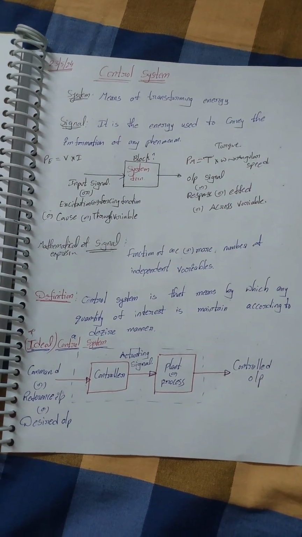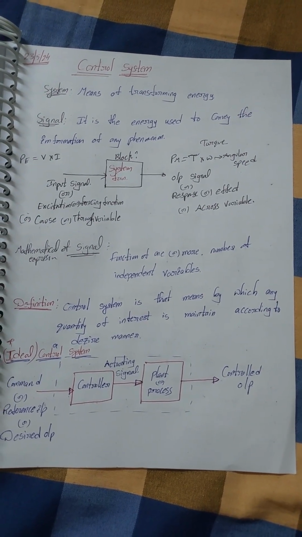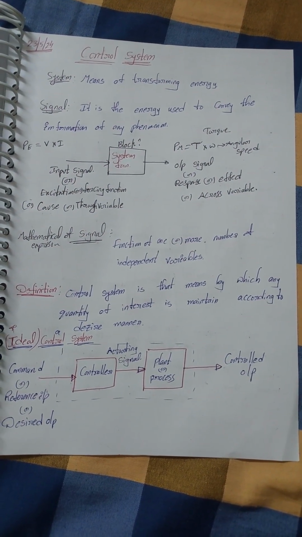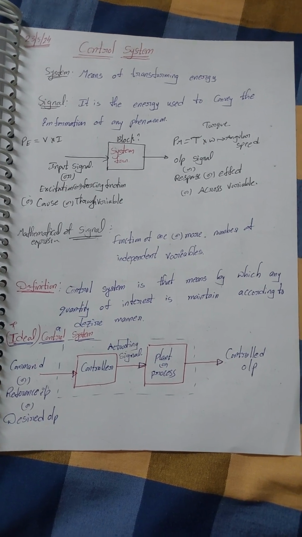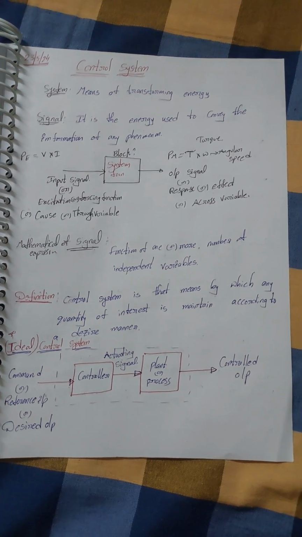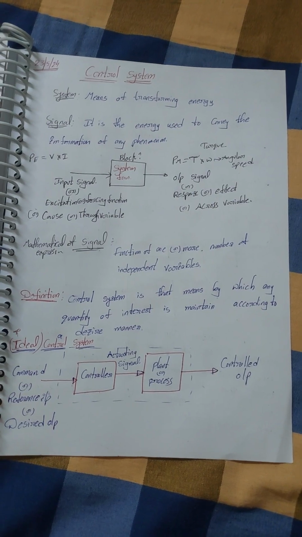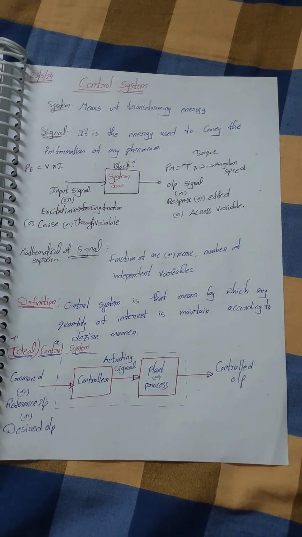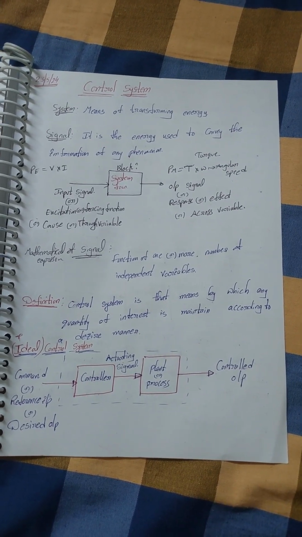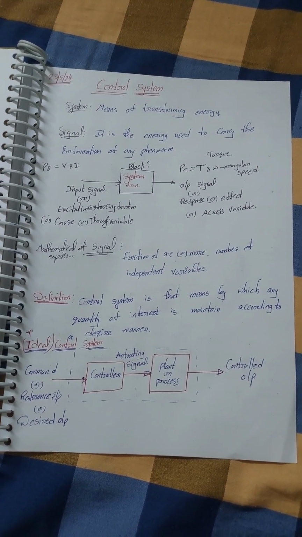Coming to the control systems subject, what is a system? System means transferring energy. We know the law of conservation of energy: energy can neither be created nor destroyed, it is transferred from one form to another form. Signal, coming to signal, is the energy used to convey the information of any phenomenon. Energy used to convey the information, to highlight that point of any phenomenon.